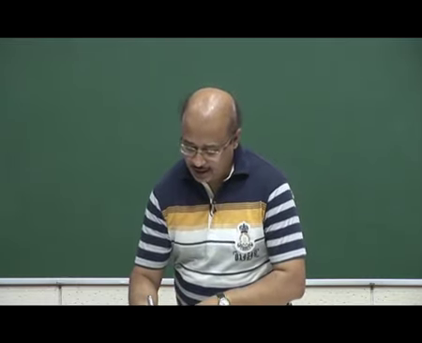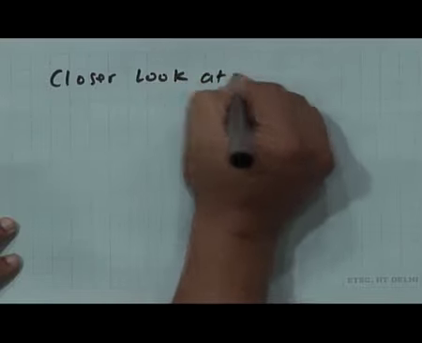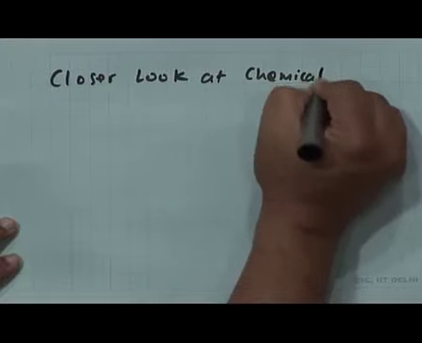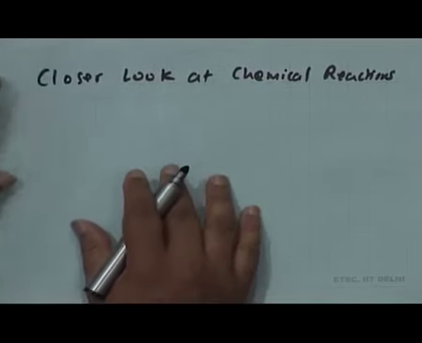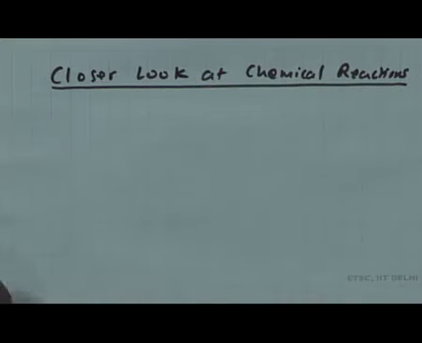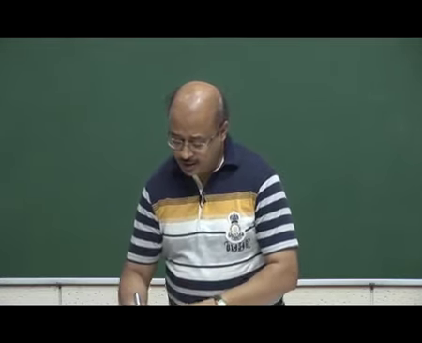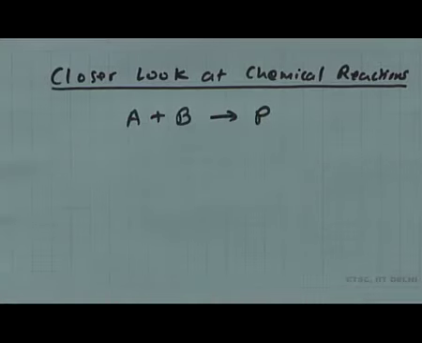We say we will take a closer look at chemical reactions. Okay. So, what we are saying is that we are going to take a closer look at chemical reactions. Now, when I say that, what do I mean by that? What I mean is very simple. Suppose you are given a reaction where you have A plus B going to products. So, the reactants A and B go to products.